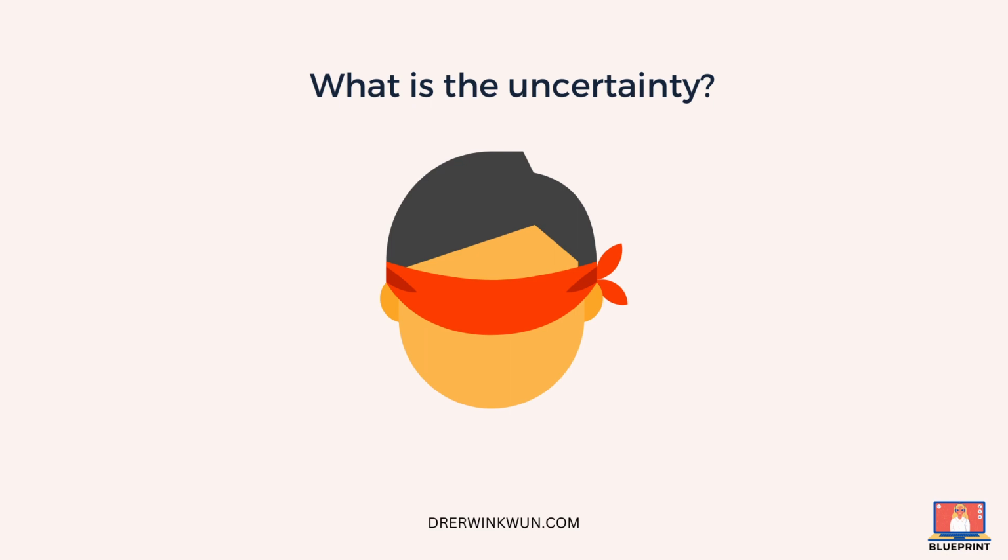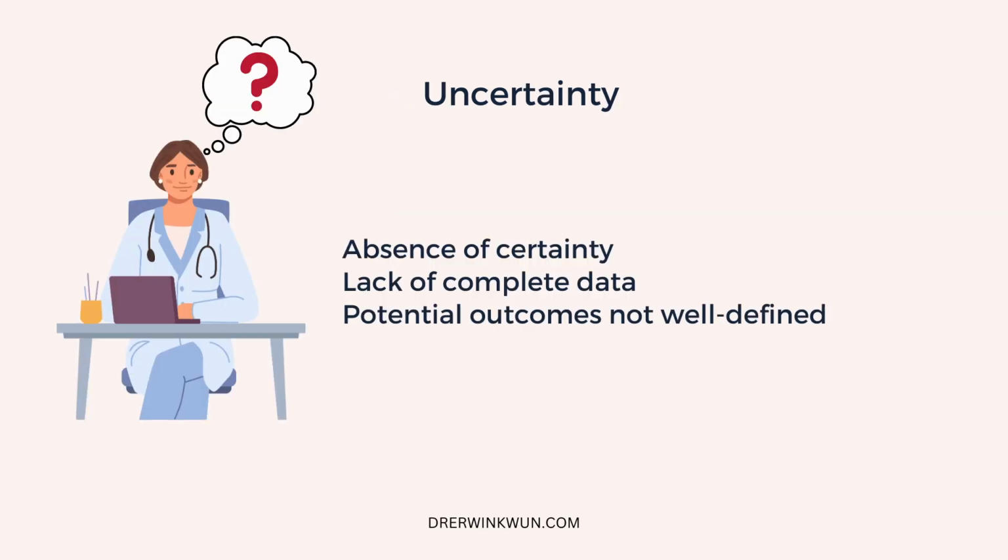Compared to risk, uncertainty is where you don't know. There's an absence of data. You don't have a complete set of data to make a decision. Whereas risk is where you know what the potential outcome is and you can measure it. For uncertainty, it's just not well defined. The potential outcomes are not well defined. You don't really know what's going on. So it's a bit of uncertainty where you're not sure what's going on.